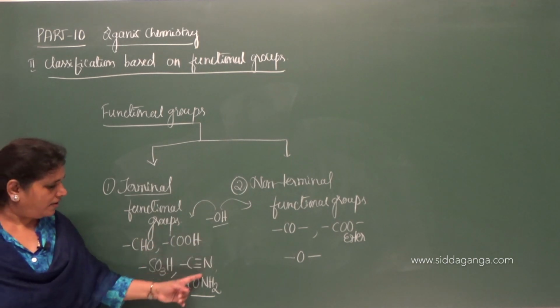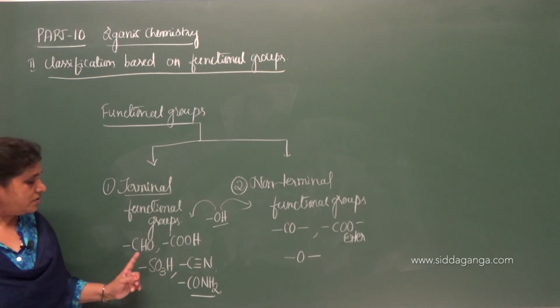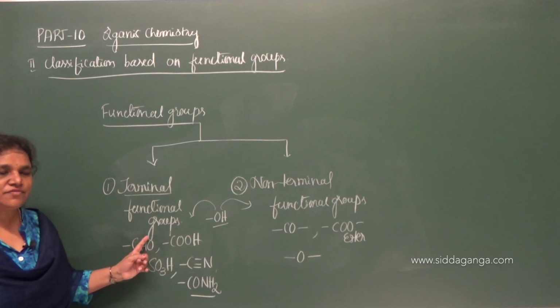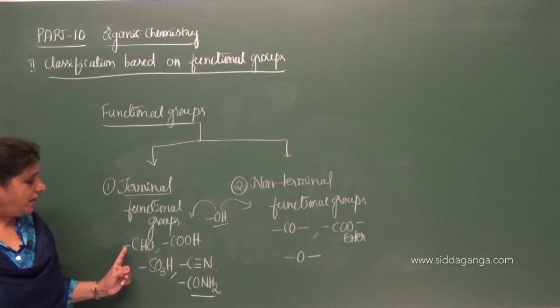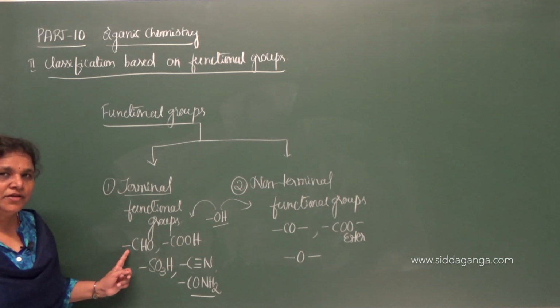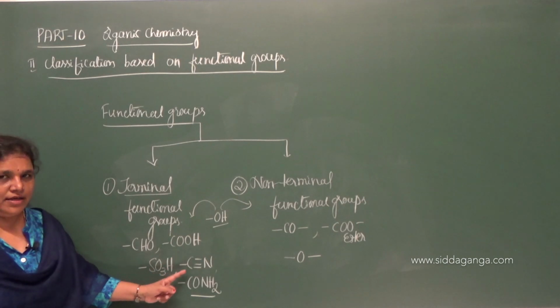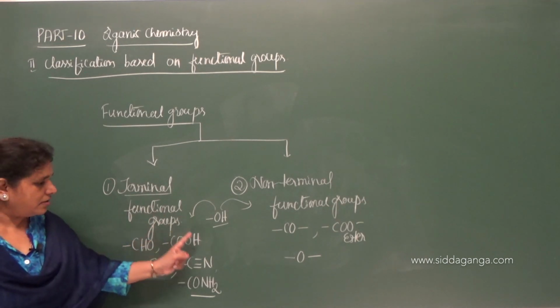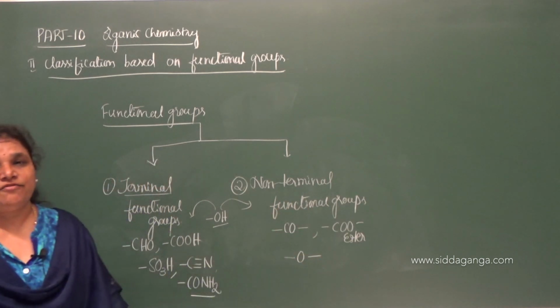But these groups are particularly terminal functional groups, because the tetravalency of the carbon is completely satisfied here. Three valencies of carbon are completely satisfied, left with only one valency of the carbon. So therefore we have to write the hyphen here, which indicates the vacancy of one valency. So these are terminal functional groups, and these are called non-terminal functional groups.